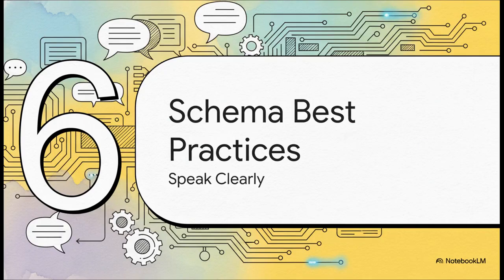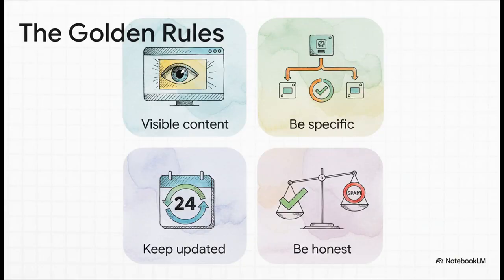All right, finally, let's cover a few key rules of the road. To get the most out of schema, you've got to speak the language clearly and accurately. These are your 4 golden rules. 1. Only mark up stuff that's actually visible to your users on the page. No hidden text. 2. Be as specific as possible. If it's a recipe, use recipe schema, not something generic. 3. Keep time-sensitive info, like prices or dates, up to date. And 4. Just be honest. Don't add misleading information. It's all about accurately reflecting what's on your page.